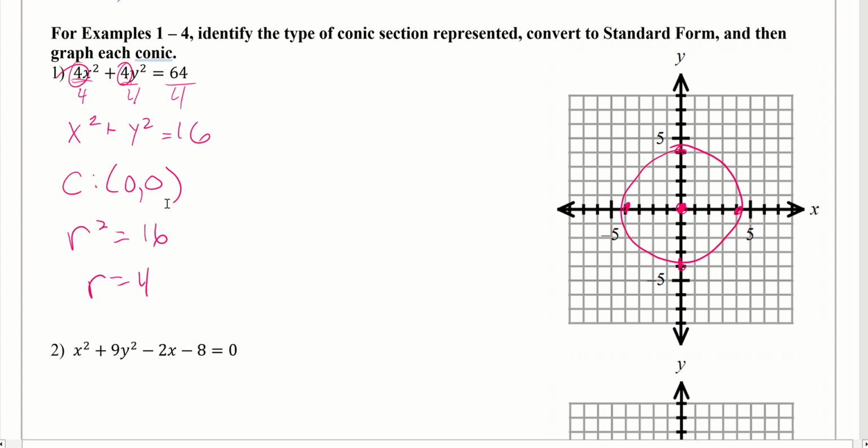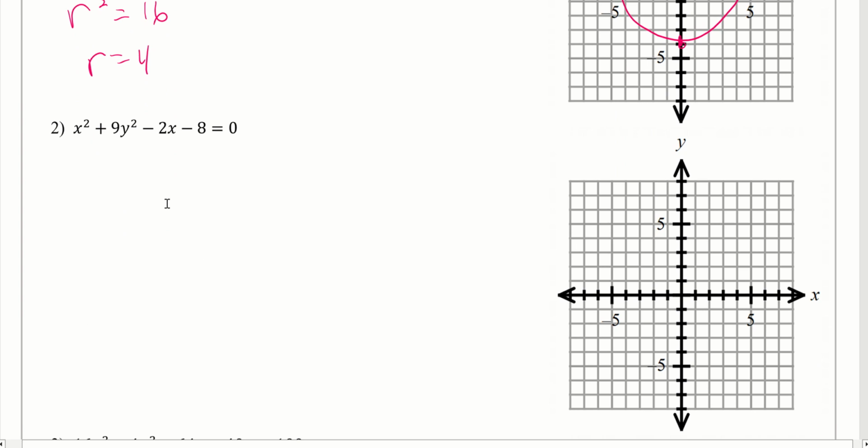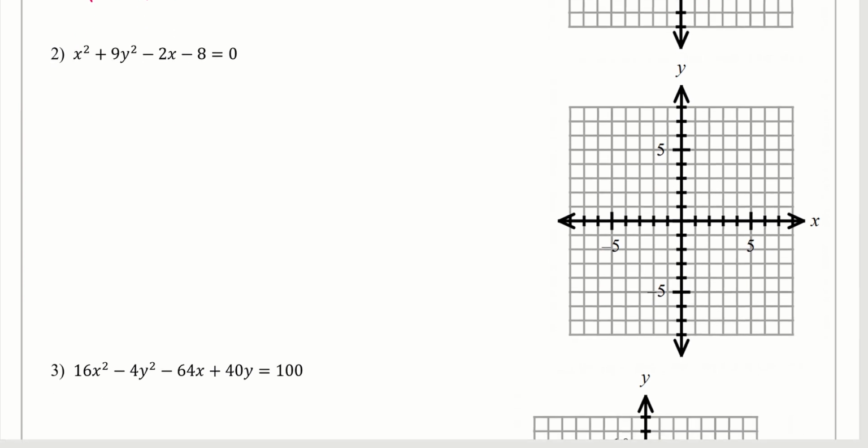Okay, all right, now moving on to number 2. Number 2 definitely looks a little bit different, doesn't look quite as straightforward as that first one that we did. So we need to determine, what does this even look like? If you remember, we'll have to do completing the square, which you guys saw last year, definitely in Algebra 2 Honors. If you're unsure, you can always come get some extra help.